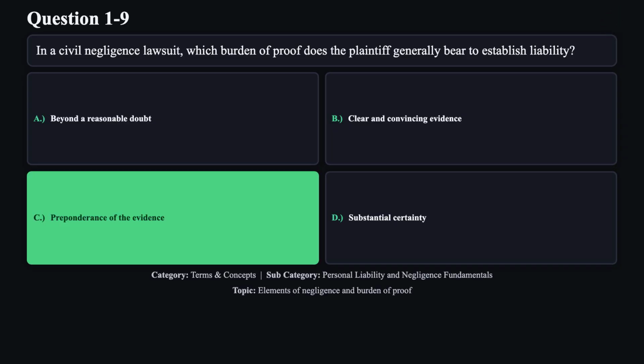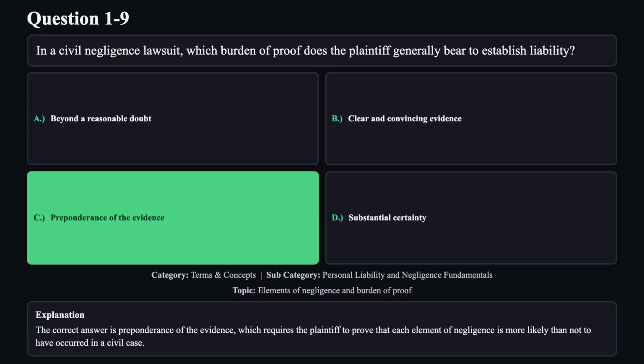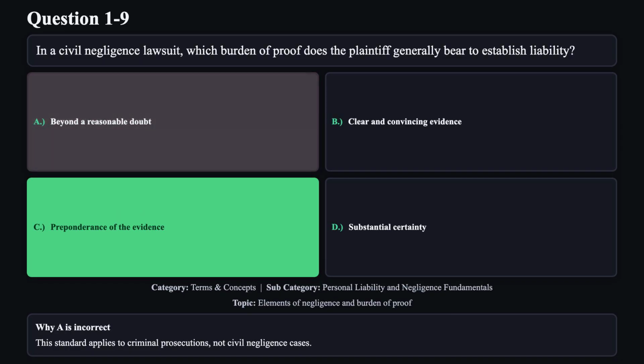The correct answer is C. The correct answer is preponderance of the evidence, which requires the plaintiff to prove that each element of negligence is more likely than not to have occurred in a civil case. Reason A is not correct. This standard applies to criminal prosecutions, not civil negligence cases.